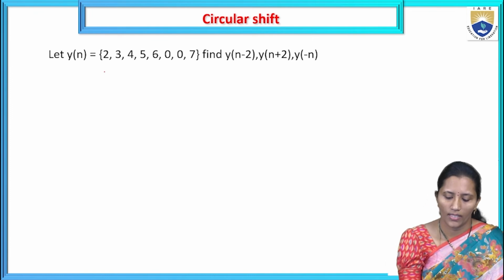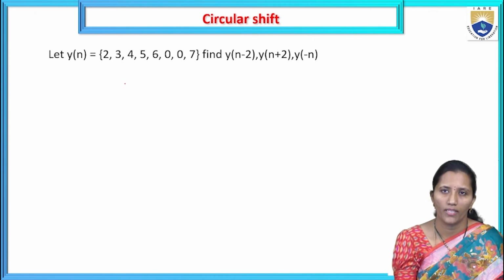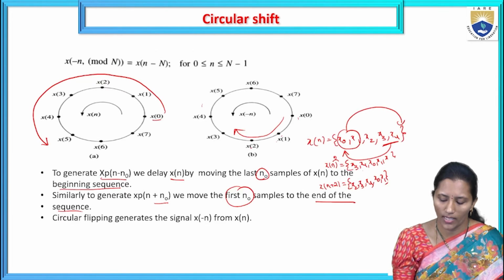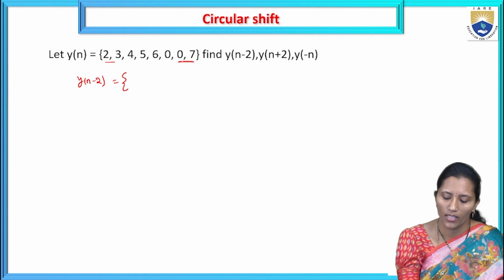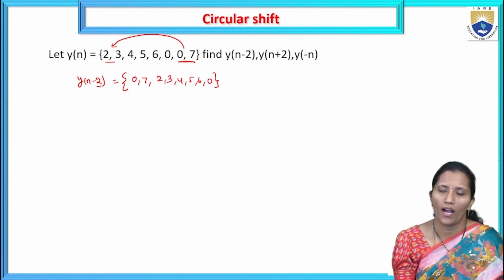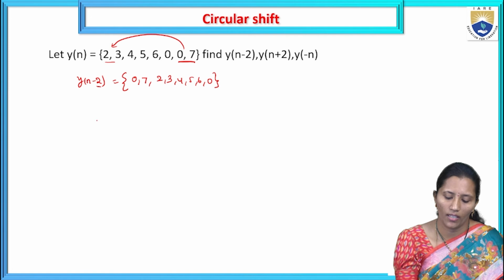So how to represent this sequence y of n equal to 2, 3, 4, 5, 6, 0, 0, 7? For y of n minus 2, what do we have to do here? We have to shift these two samples. Moving the last n naught samples of x of n to the beginning of the sequence, the last two samples are 0, 7. These will move to the front. So it will come 0, 7, 2, 3, 4, 5, 6, 0. For minus 2, the last two samples shift to the beginning of the sequence.